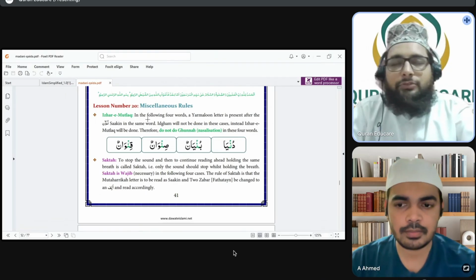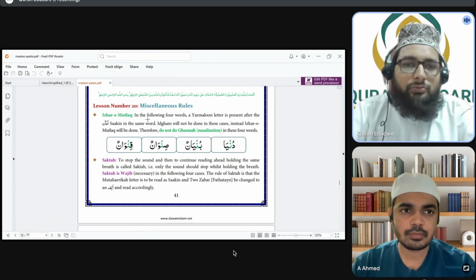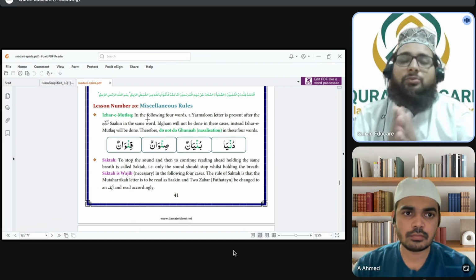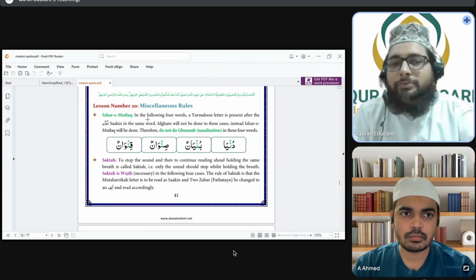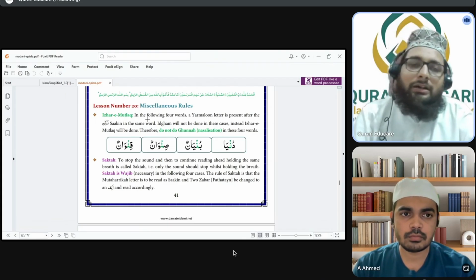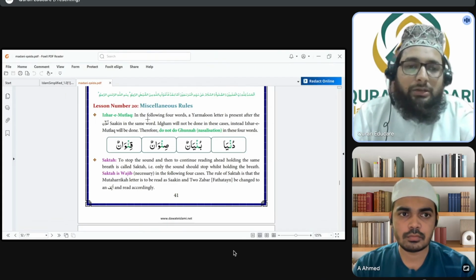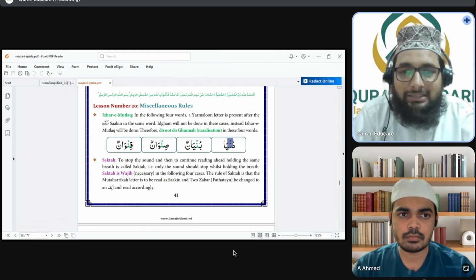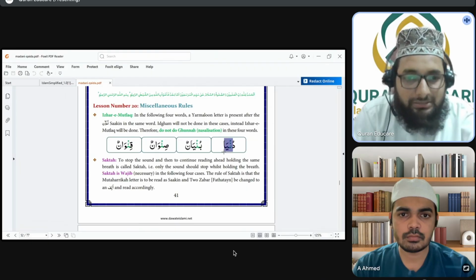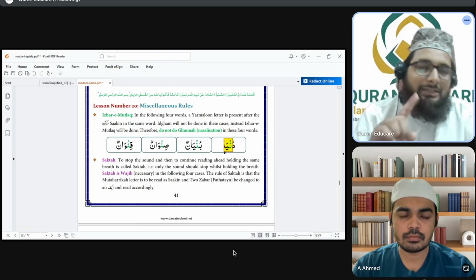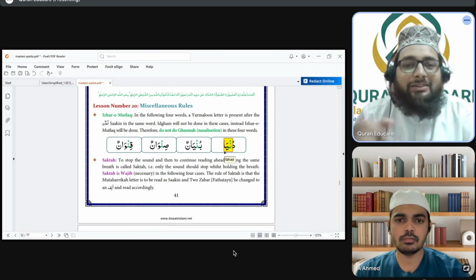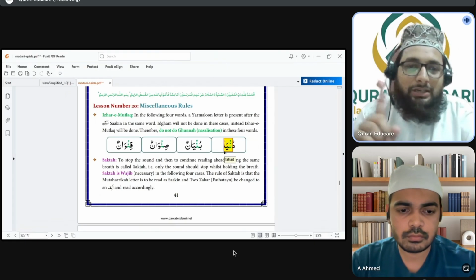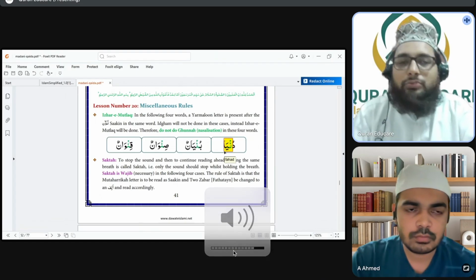In lesson number 14, we learn about the Idgham rule. What is Idgham? If after Nun Sakin or Tanween, a Yarmalun letter comes, then Idgham will be done. But here I'm going to tell you about the Izhar Mutlaq. After Nun Sakin, if a Yarmalun letter comes in the same word, then Idgham will not be done. What will be done is Izhar Mutlaq. It means Ghunnah, nasalization, will not be done.